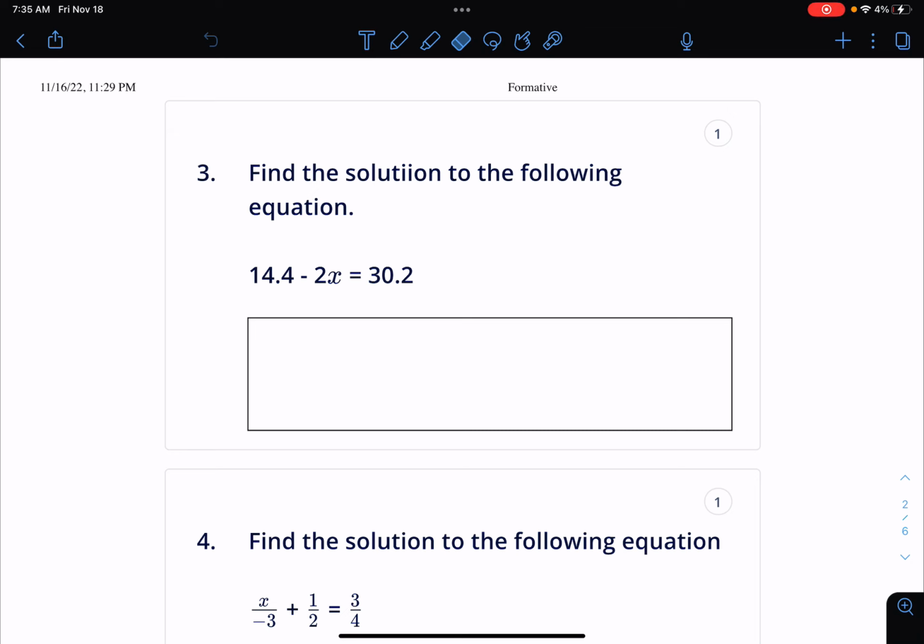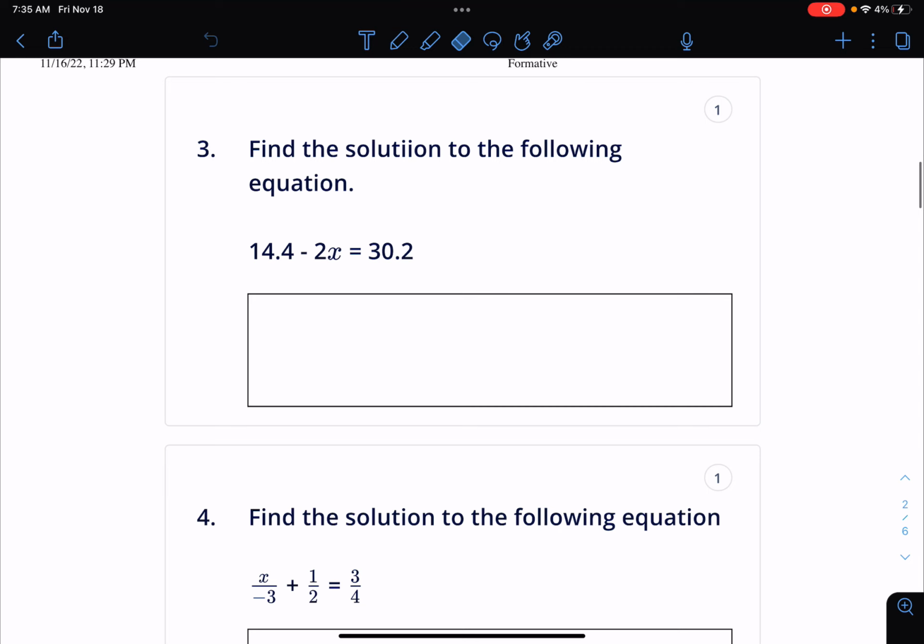All right, so question number 3. It says find the solution for the following equation. This one was a little bit easier. It already told you that it was an equation, and it's already written for you. So I'm going to go ahead and write it again, and you're just going to go ahead and solve.